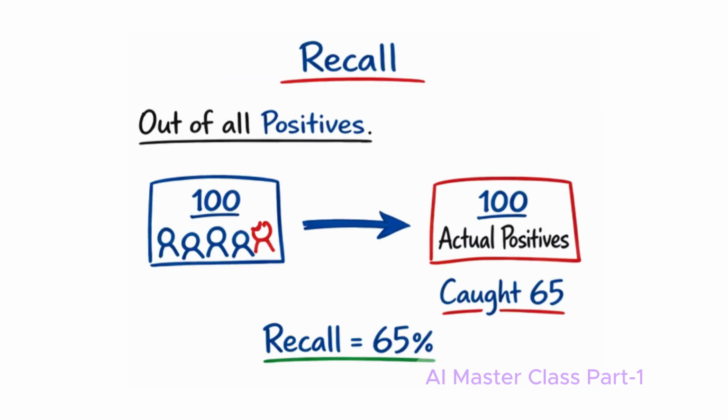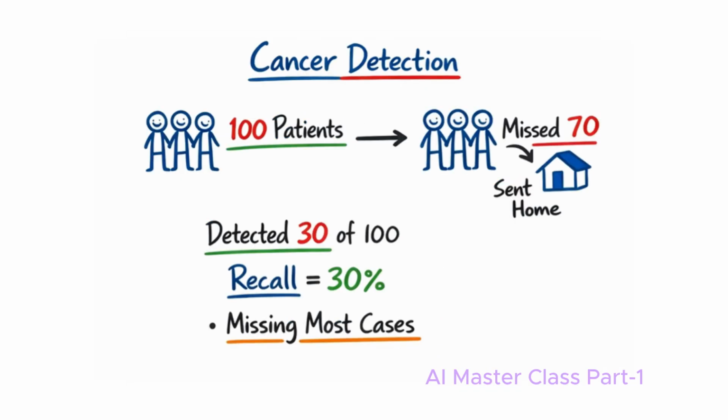Recall, on the other hand, tells us, out of all actual positives, how many the model manages to catch. Now imagine 100 patients actually have cancer and your model only manages to detect 30 of them. The other 70 get a healthy result and go home untreated. That means your recall is 30%. The model looks fine on paper, maybe even has decent accuracy, but it is missing the majority of real cases.